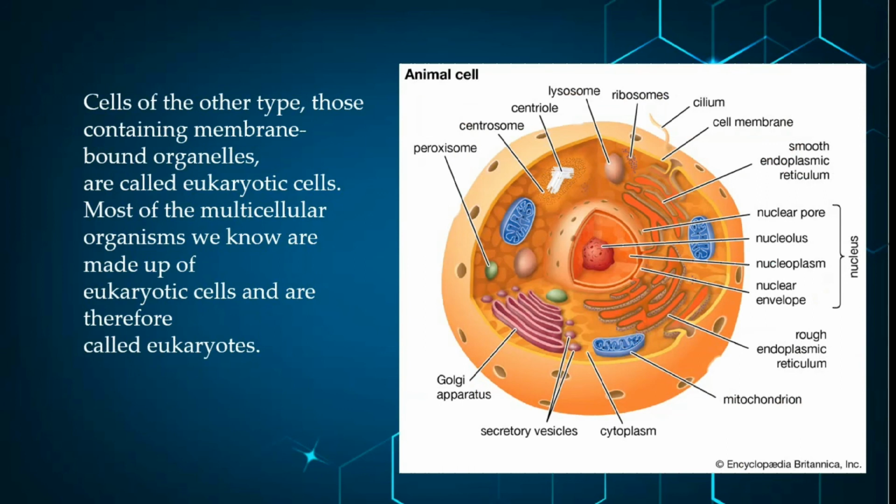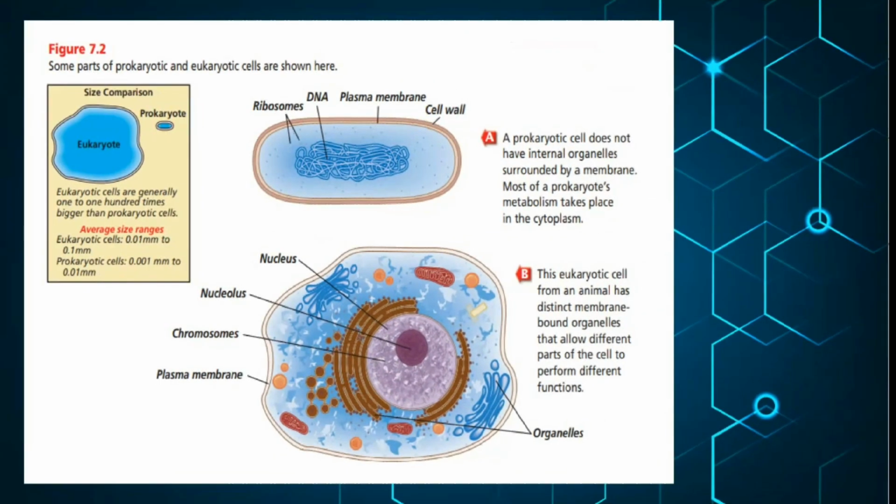It is important to know, however, that some eukaryotes, such as amoebas, algae, and yeast, are unicellular organisms. Now let's learn a little bit more about their differences. A prokaryotic cell does not have an internal organelle surrounded by a membrane. Most of a prokaryote's metabolism takes place in the cytoplasm. This eukaryotic cell, for an animal, has distinct membrane-bound organelles that allow different parts of the cell to perform different functions.